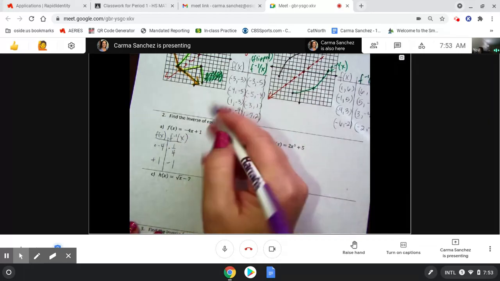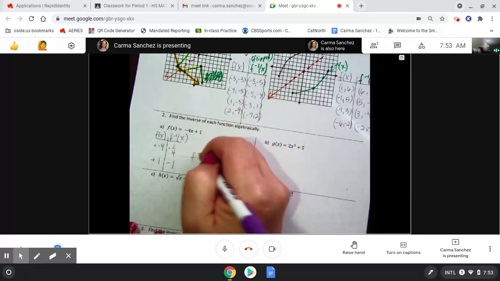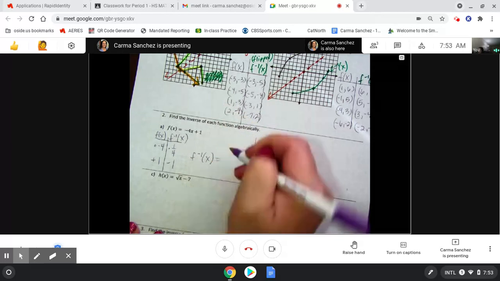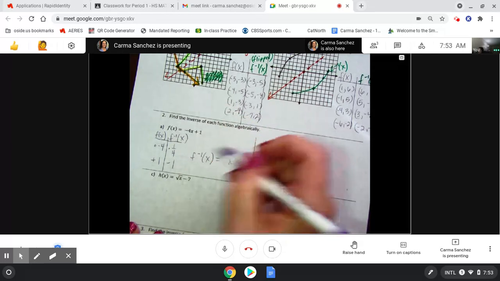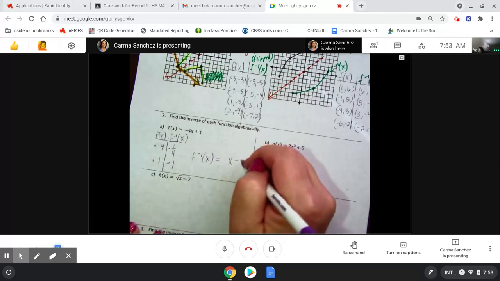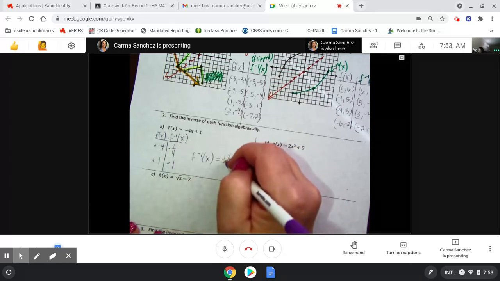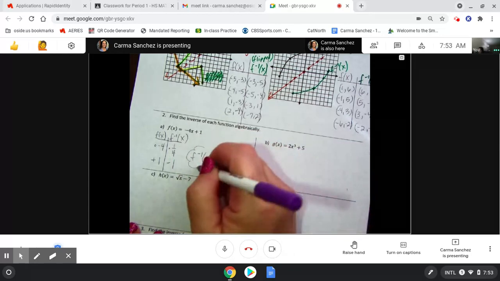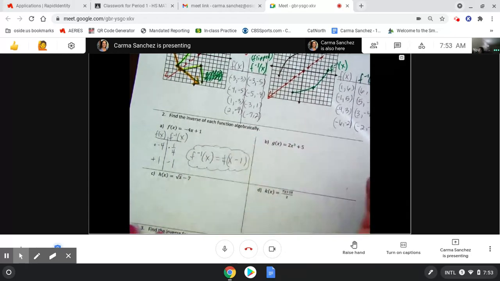So we're going to take this original equation. Our f of negative 1 of x is going to equal, we start with our x, we go in reverse order. First we minus 1, then we multiply by 1/4. And there's our function. Let's go do the next one.